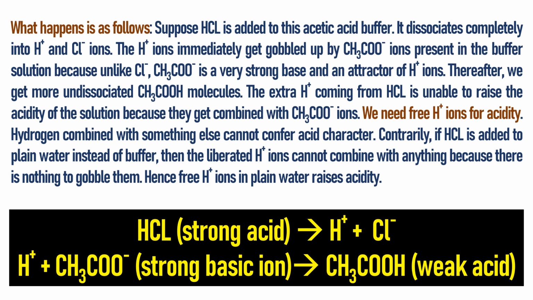Thereafter, we get more undissociated acetic acid molecules. The extra hydrogen ions coming from hydrochloric acid are unable to raise the acidity of the solution because they get combined with acetate ions. We need free hydrogen ions for acidity. Hydrogen combined with something else cannot confer acid character. Contrarily, if hydrochloric acid is added to plain water instead of buffer, then the liberated hydrogen ions cannot combine with anything because there is nothing to gobble them. Hence, free hydrogen ions in plain water raise acidity. Pause and go through the reaction process depicted here to understand what actually happens.